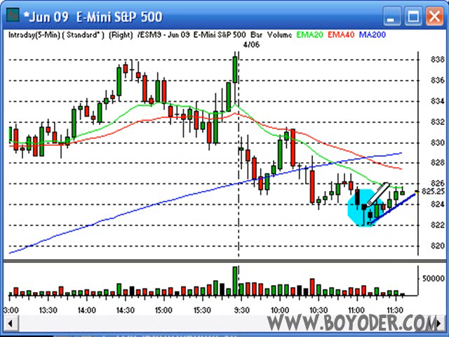A channel-bound correction defines a flag. There's our channel. The classic way to trade this would be to go short on a break of the lower trend line, looking at probably 824, 824.25 there, with a stop above the highs. So 826, 826.25, about a 2-point stop.